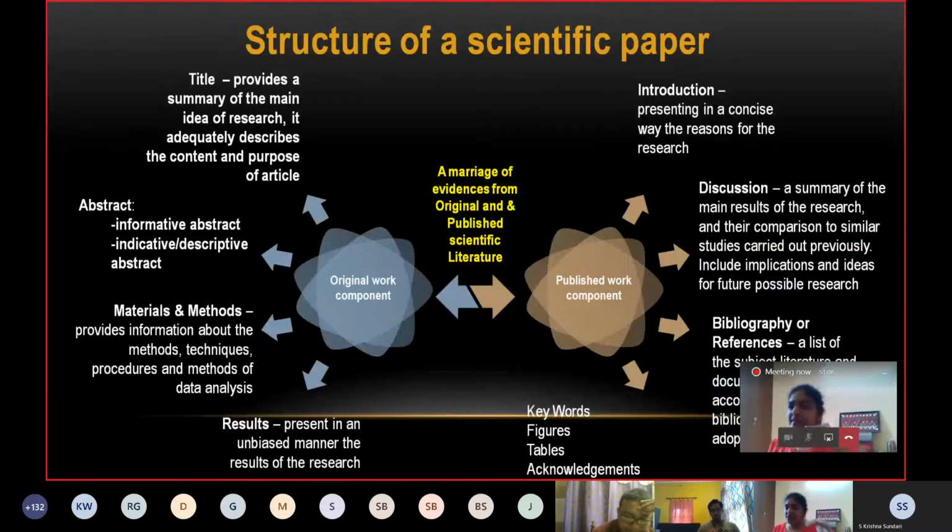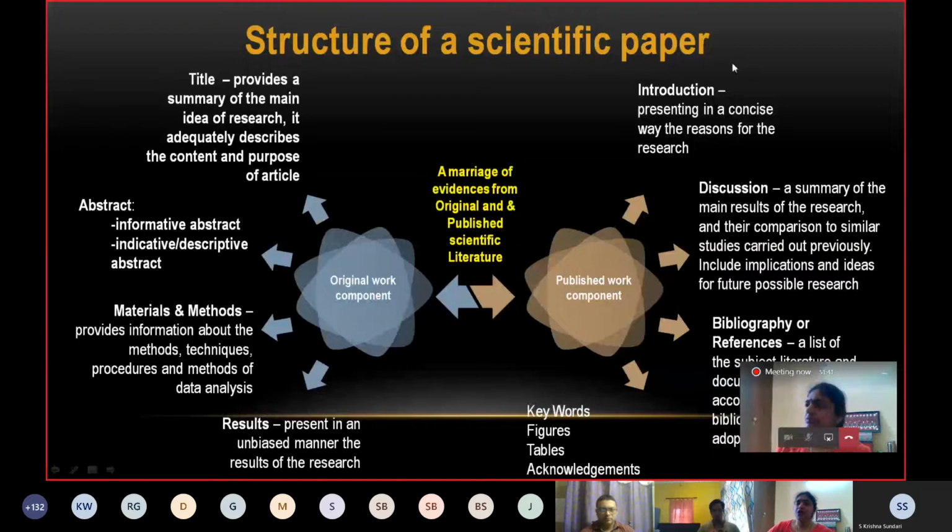That means you're establishing your argument with the reader why your paper is to be read, why they should be interested in reading your paper. So you have to establish the origin of your work, the purpose of your work, and also the significance of your work. So that comes in your introduction portion. While writing the introduction, you need to have a good understanding about the already published work in your particular domain. Then comes your discussion portion.